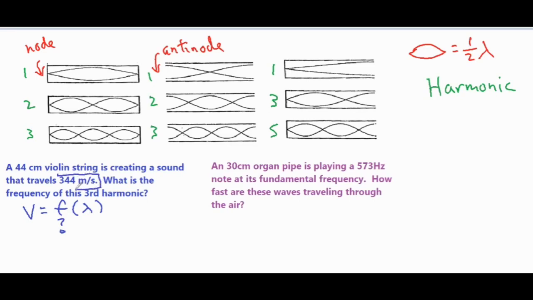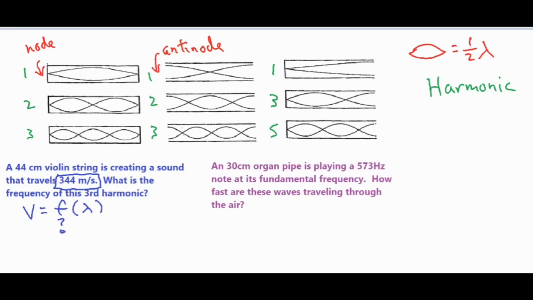We already have the velocity of 344 meters per second. So our main goal is to find the wavelength. If we can find the wavelength, then we can do a little bit of algebra to solve for the frequency. If it is the third harmonic, what you want to do is first identify what kind of tube you're looking at. This one isn't exactly a tube, but it is a medium that is closed on both ends.